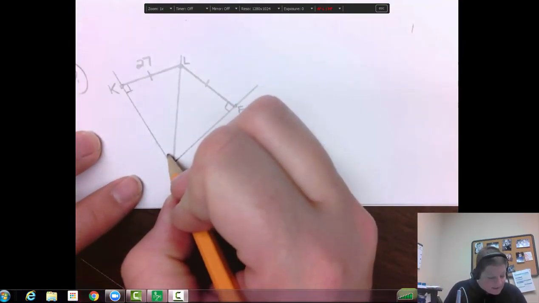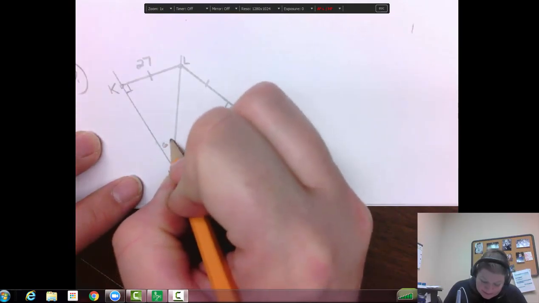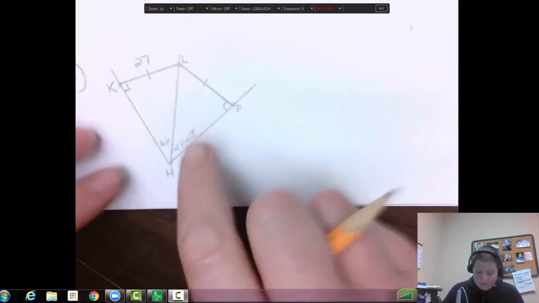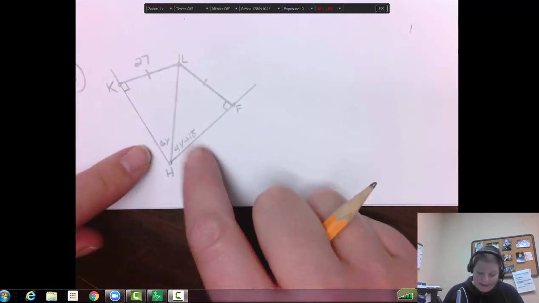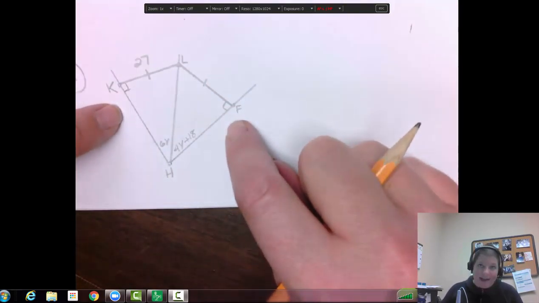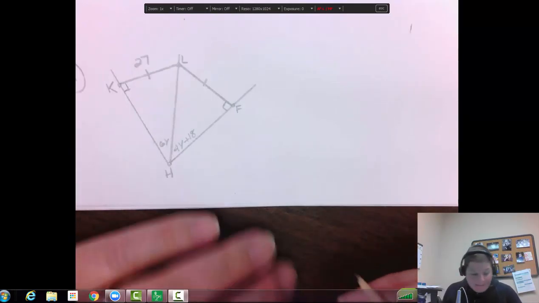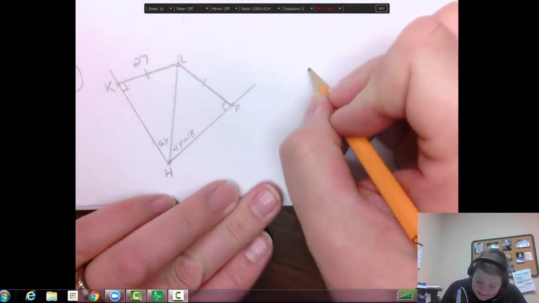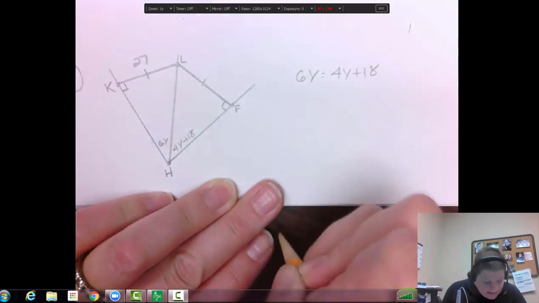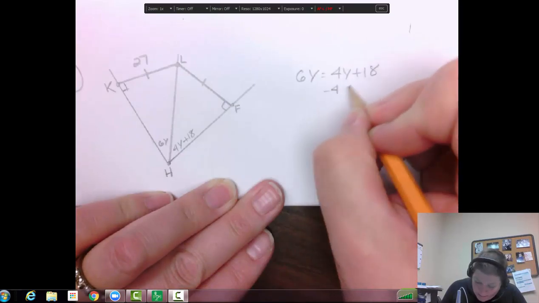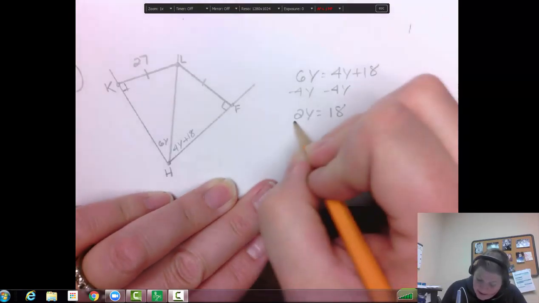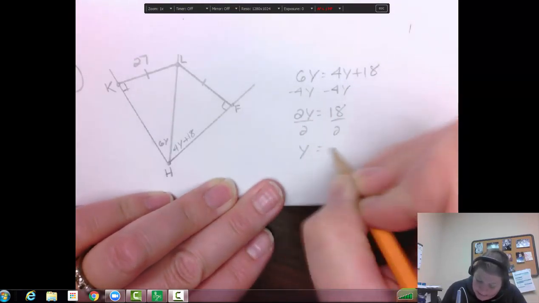Well, what if it asks for this one, and we know this is 6y, and this one is 4y plus 18, so we're given another formula, basically. I would know these have to be congruent because these are congruent and they meet at the 90, so then we can imply that 6y has to equal 4y plus 18. So we'll subtract the 4y over, and I'm going to get 2y equals 18. Divide by 2, and y is equal to 9.